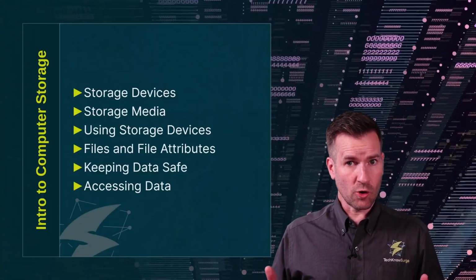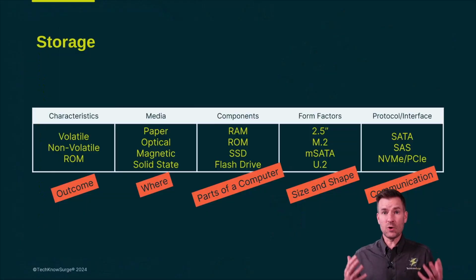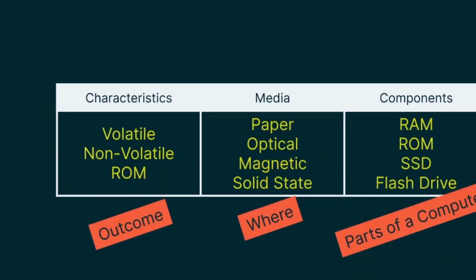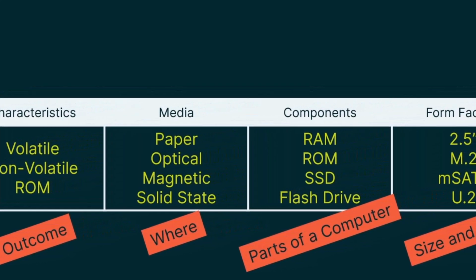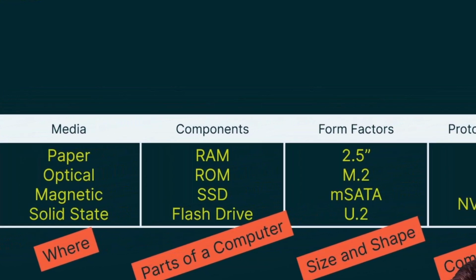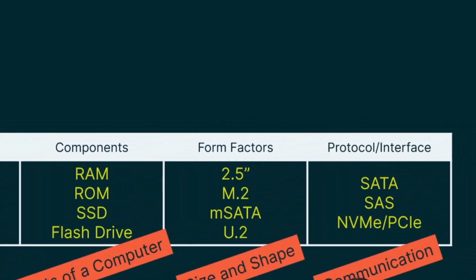We're going to kick this course off going over what storage devices look like. We'll talk about a few different aspects when it comes to the storage devices. We'll talk about the characteristics, media that it actually goes on, where the bits are saved into. We'll talk about different components of a computer. We're going to talk about form factors, and we'll talk about protocols and interfaces.